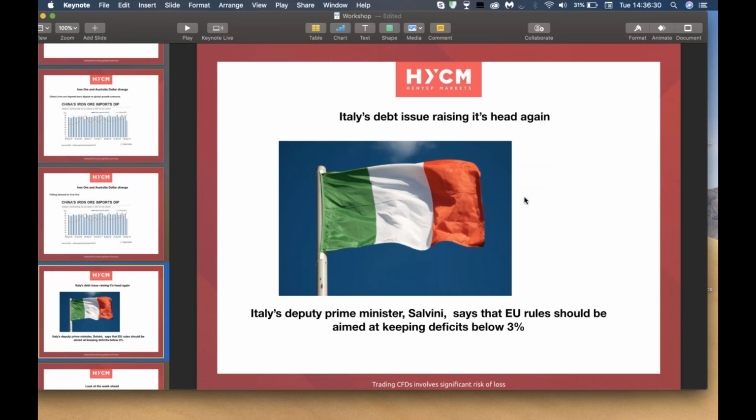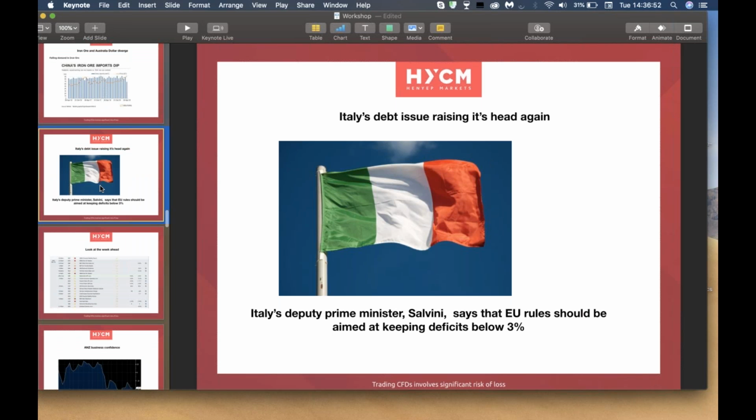We also saw the Italian debt issue raising its head again. This is something that the market's been returning to a few times. It's here again, and Deputy Prime Minister Salvini from Italy said that EU rules should be aimed at keeping deficits below 3%. So this is likely to weigh on the euro pair as well.